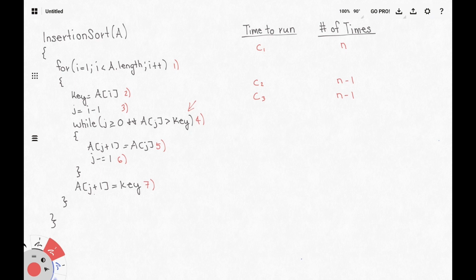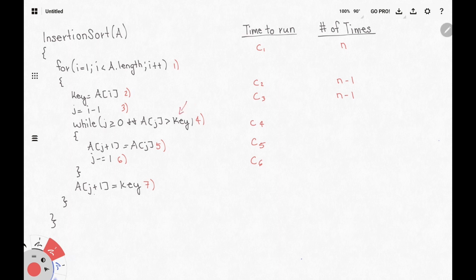So lines 4, 5, and 6 is really where our britches start to sweat a little bit. And if we look at each of these statements, they're simple statements, so we can say that they run in a constant amount of time. So we can say C4, C5, and C6. But determining the number of times that they're going to run is a little bit of a pickle.